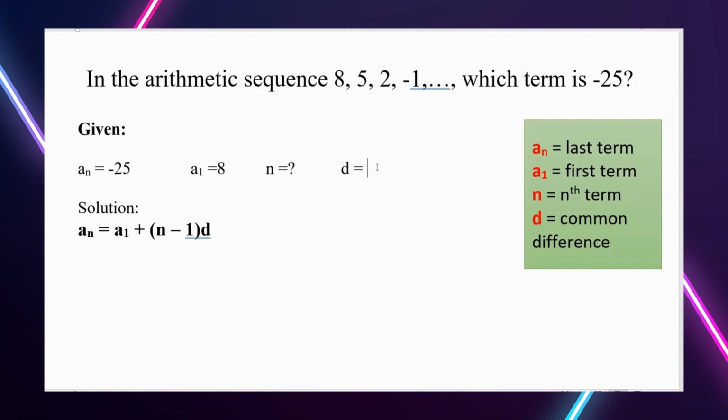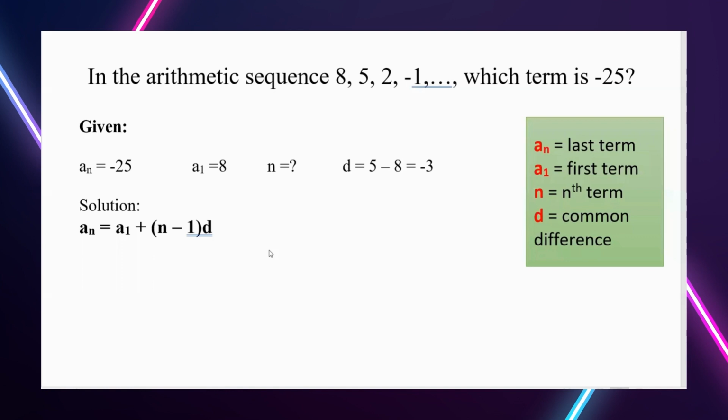And the common difference is obtained by subtracting the second term, which is 5, minus the first term, which is 8. Therefore, 5 minus 8 is equal to negative 3. Let us use the formula of arithmetic sequence to compute the nth term of the problem. A sub n is equal to a sub 1 plus the quantity of n minus 1 times d. Let us substitute the values on the given sa ating formula.